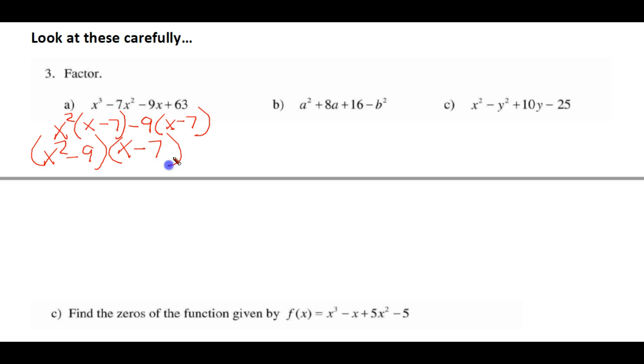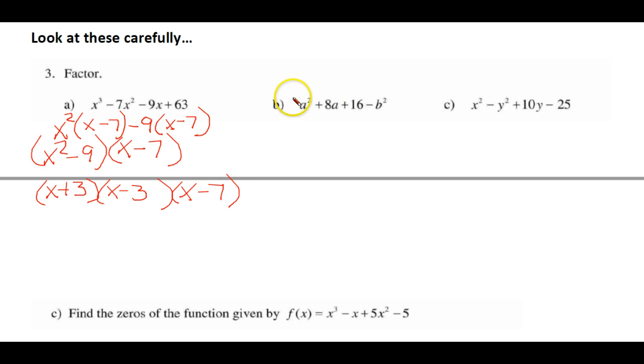x minus 7. But notice, and this is crucial, here we have the difference of perfect squares. So if you put that in the math lab, it would be correct, you just haven't factored it completely. So we have to factor this into its conjugates: x plus 3, x minus 3, and then x minus 7.